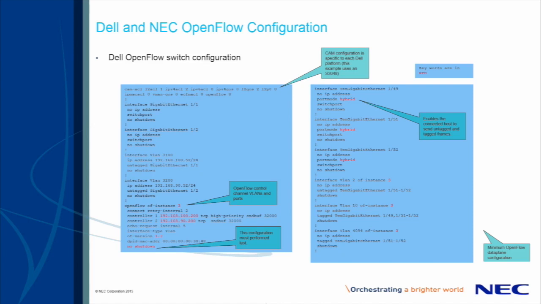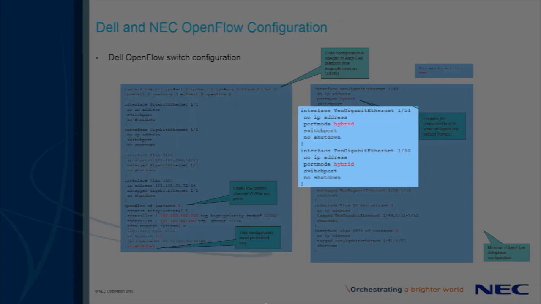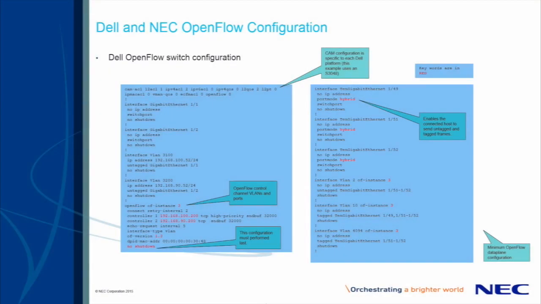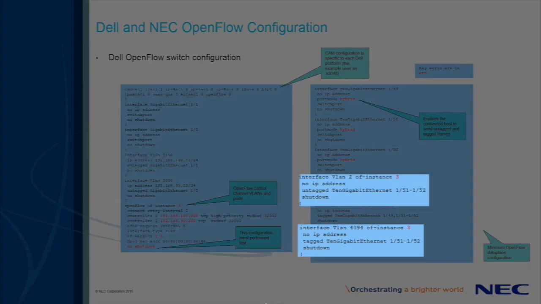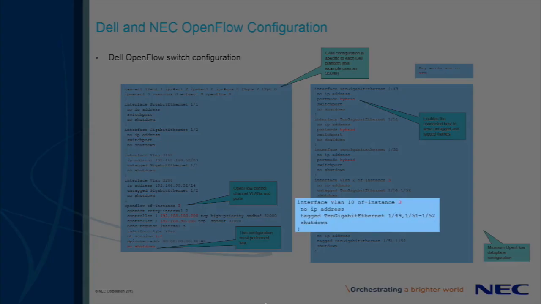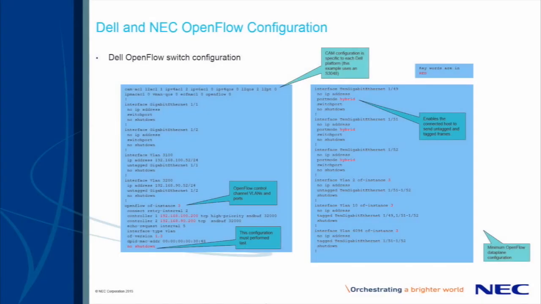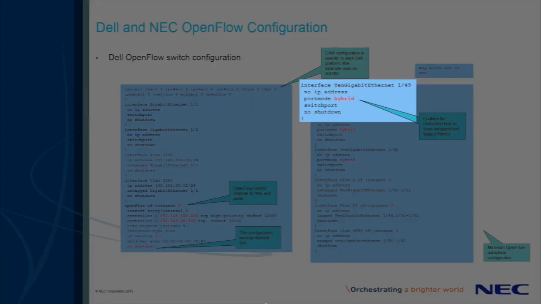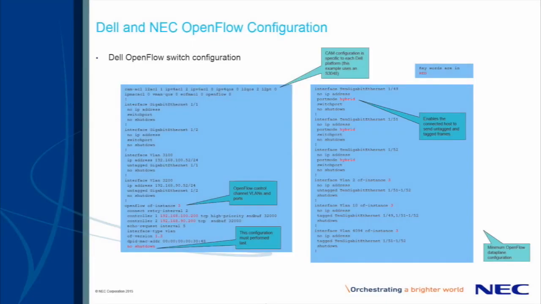Notice that we have example interswitch links 10 Gigabit Ethernet 1/51 and 1/52, which connect to other OpenFlow switches. These are configured with OpenFlow untagged VLAN 2 and tagged VLAN 4094, which are required by the NEC controller for topology discovery and unicast flows. We also have an example data VLAN, VLAN 10, which may be used to carry customer traffic. The port 10 Gigabit Ethernet 1/49 may connect to a server or network device that transmits this traffic. In the next slide, we shall cover the NEC PFC configuration required to integrate with the Dell switch shown here.